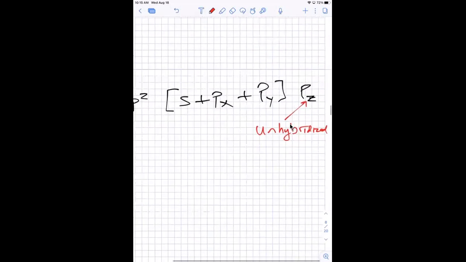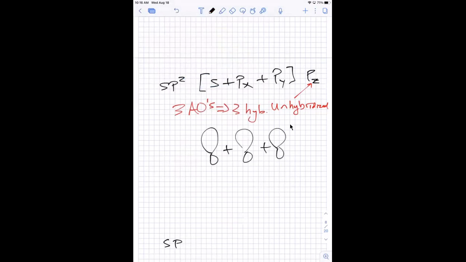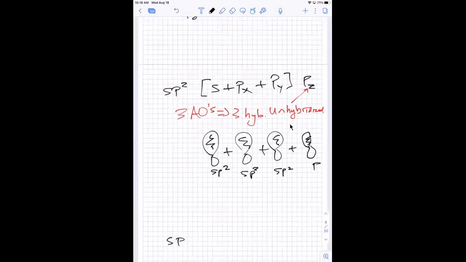pz is unhybridized. How many hybrids am I going to get if I take 3 atomic orbitals and add them together? 3 hybrids. Very good. So 3 atomic orbitals give me 3 hybrids. So I'm going to have 3 sp2 hybrids. I'm going to write the hybrids like this, plus, like that. These are my hybrids. So this is sp2, sp2, sp2, and then plus p. That's plus 1 unhybridized p orbital. Are we following? We all right?